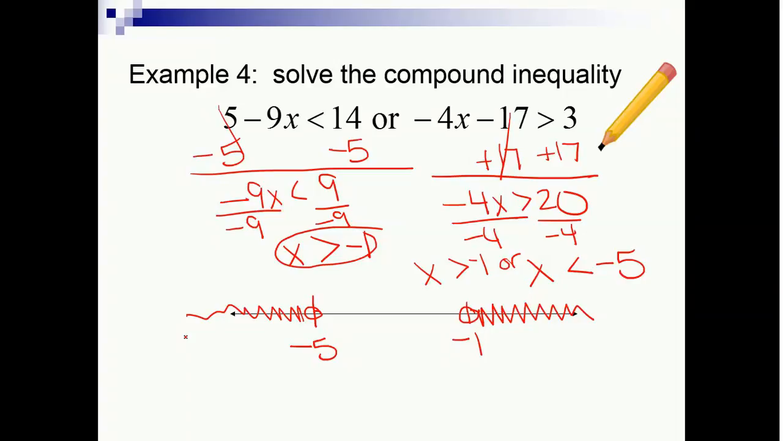Okay? Then that is like 95%. There are those random ones that will do it the other way, but the majority of the time you will see this happen with an OR inequality. And that's the end of this video.